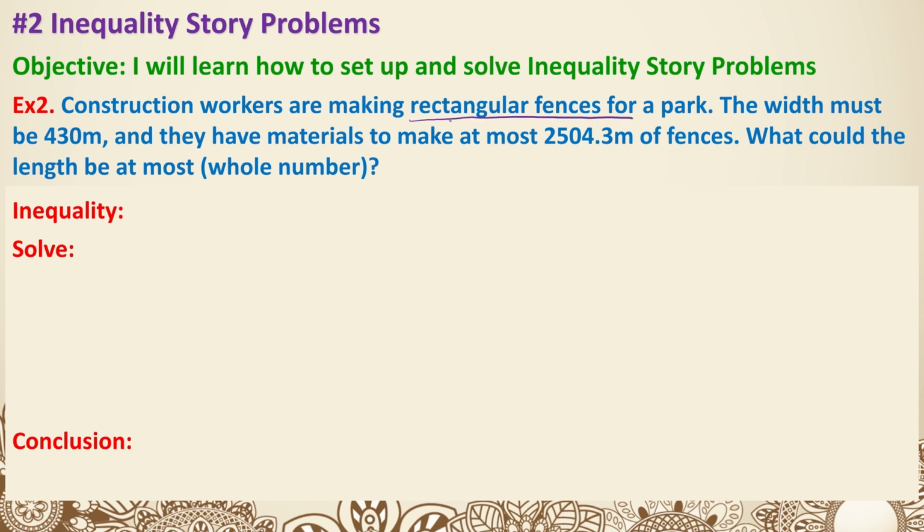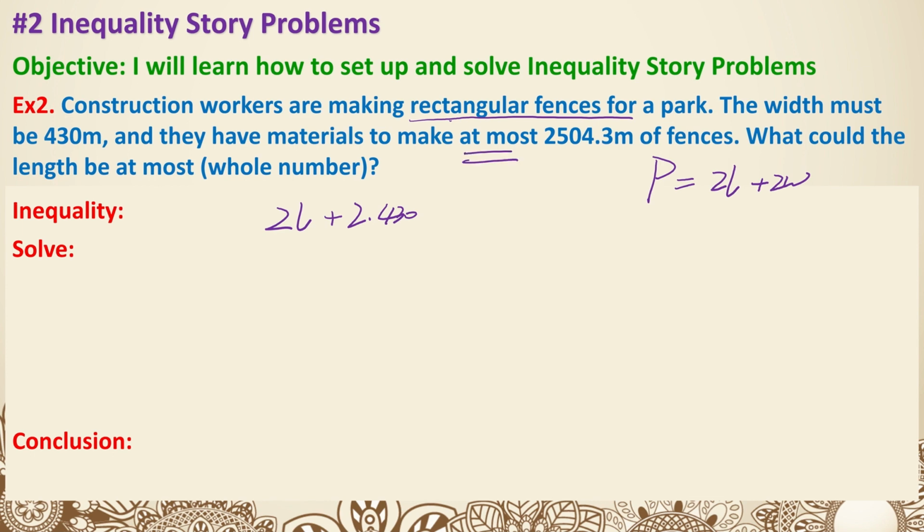Rectangular fences for a park means you are going to put fences around the park, not in the middle of the park, which means you're actually calculating the perimeter of a rectangle, and that is going to be 2 length plus 2 width. Length is the one we're solving for, so 2 times the length is going to stay. Width is 430, so it's plus 2 times 430.